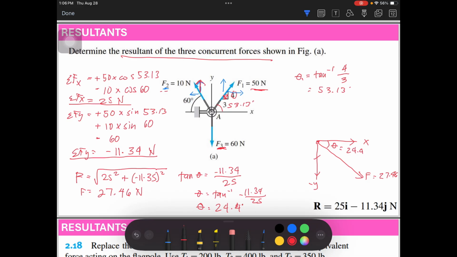24.4 degrees. Nag-negative yan kasi counterclockwise ang measurement ng theta. Downward siya. From the x-axis, it is measured downward. Kaya negative siya doon. Okay?